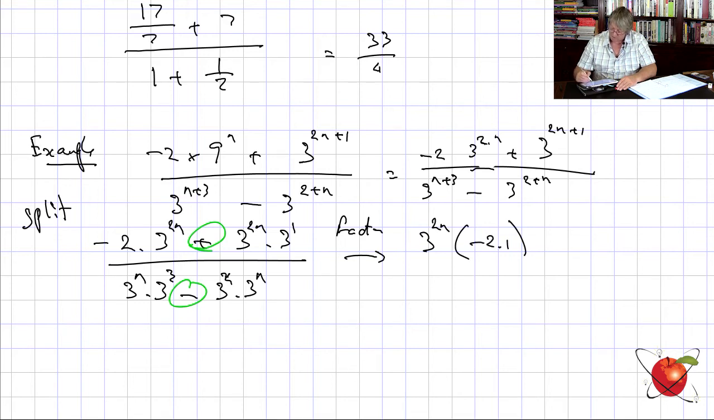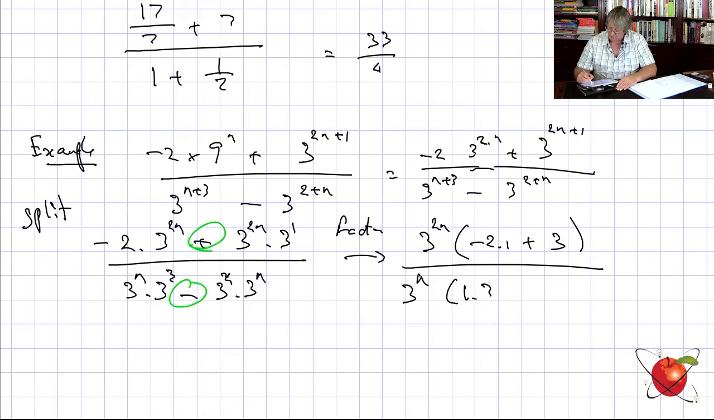Whoops, I was a little bit hasty with my bracket there. Minus 2 times a 1, where that came from, plus 3. And at the bottom, 3 to the n comes out, right? And it leaves me with 1 times 3 to the 3 minus 3 squared.